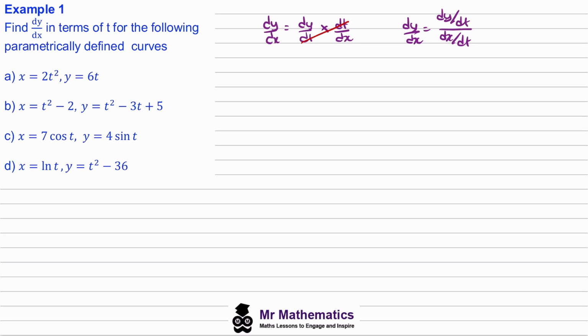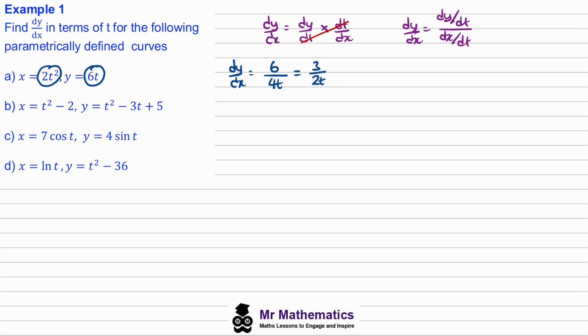So if we work through example A, we want to work out dy by dx. So we need dy by dt, and if we differentiate this with respect to t, then we get 6. And we'll divide this by dx by dt, and when you differentiate 2t squared, we get 4t. So we can simplify this as 3 over 2t. So we can work out the gradient at any point on this curve if we know the value of t at that point.